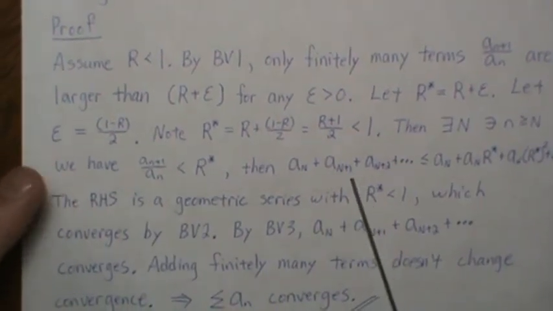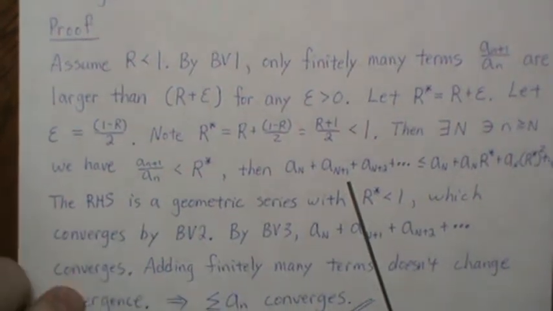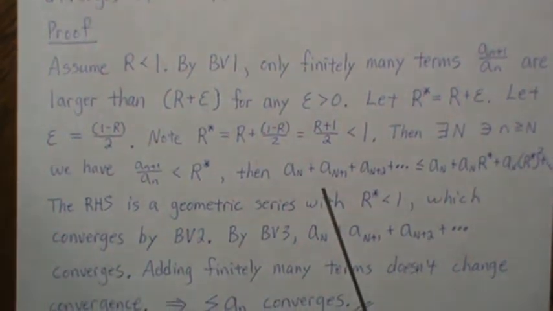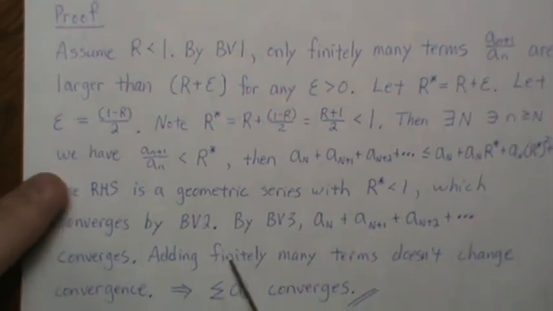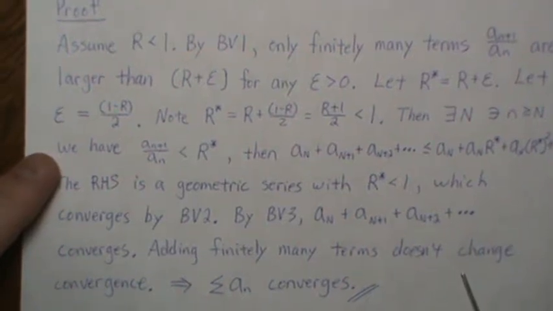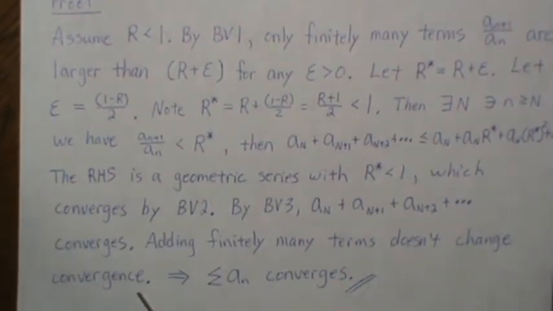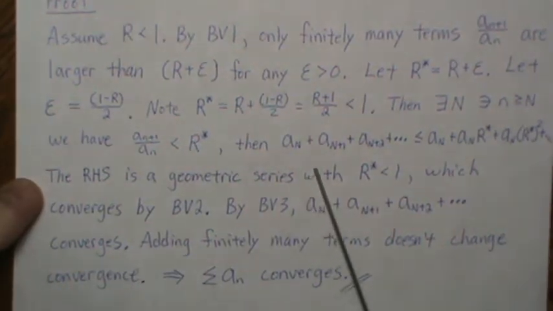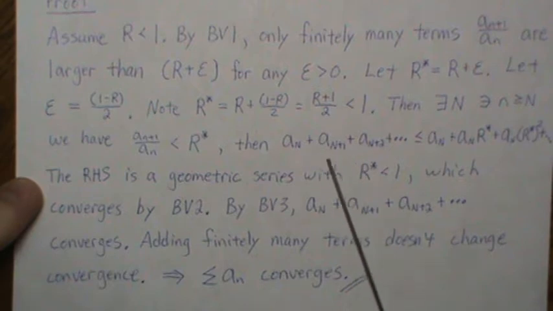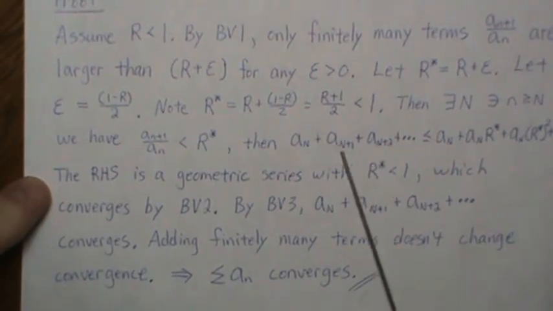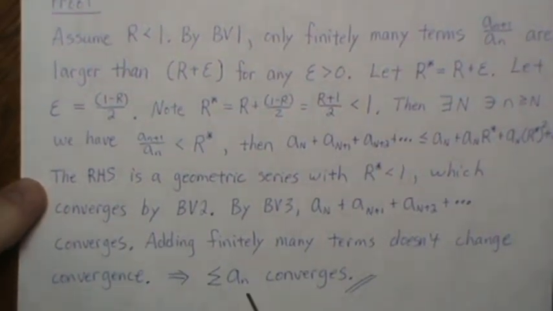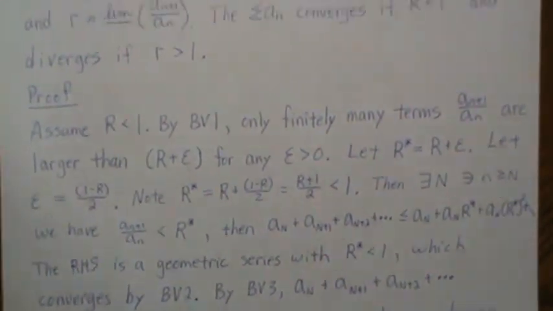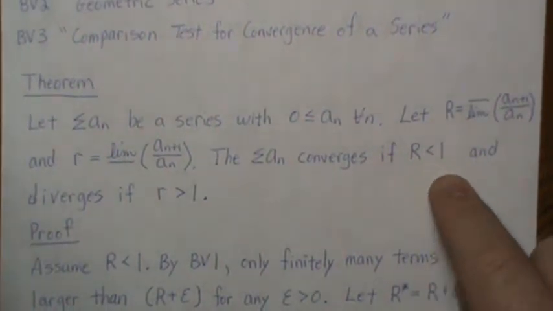Now, this is not our original series that we set out to show as convergent, but there's only been finitely many terms removed. And if you add or subtract finitely many terms to a sequence, that doesn't change the convergence of it. Now, it may change the limiting value, but it doesn't change the convergence. So since only finitely many terms are missing from our original sequence, and it was determined to converge, then we know our original sequence converges. Okay, so that's when R is less than 1.